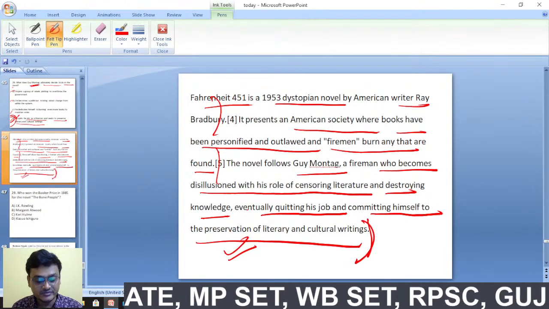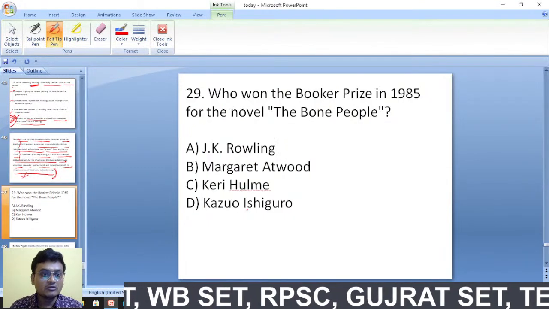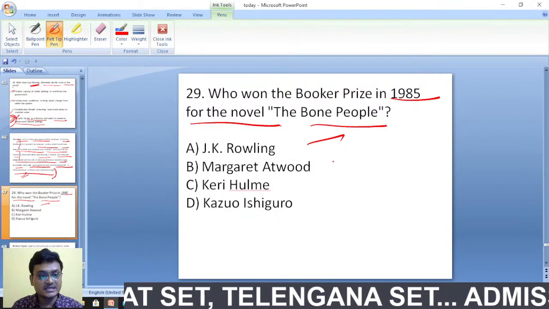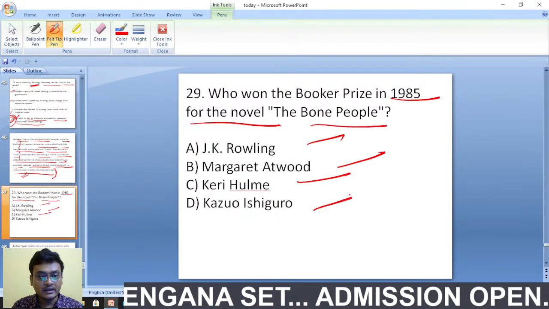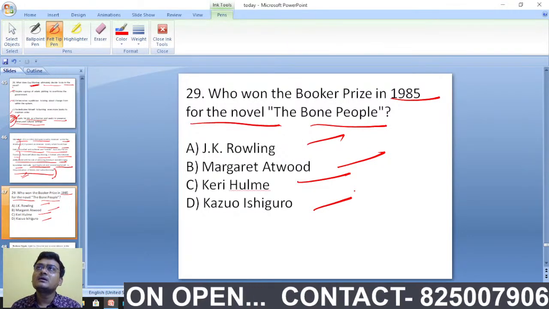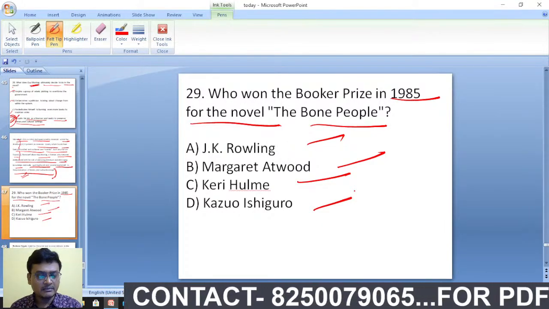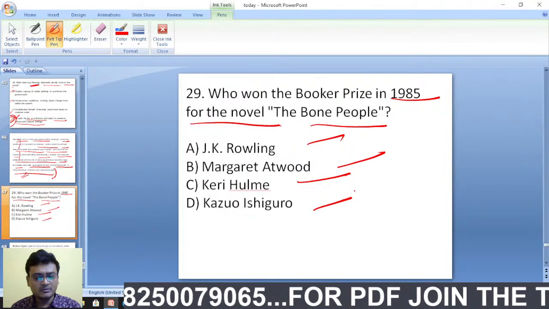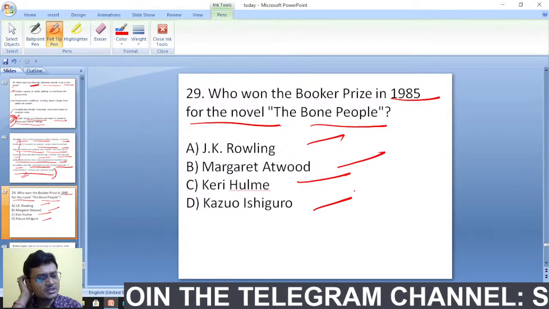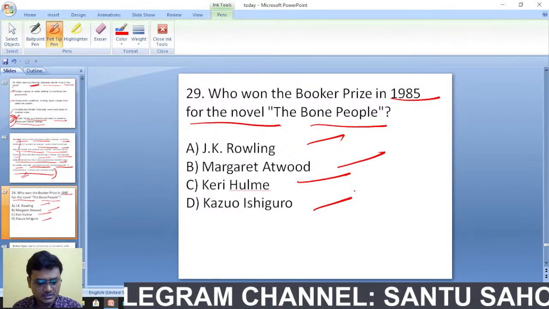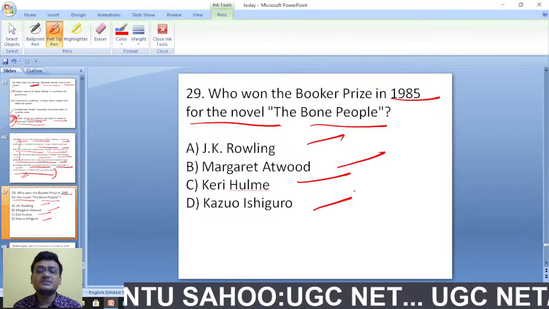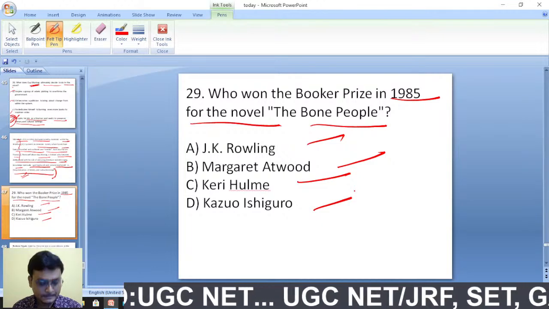This is a very famous one by Ray Bradbury. Who won the Booker Prize in 1985 for the novel The Bone People? J.K. Rowling, Margaret Atwood, Keri Hulme, and Kazuo Ishiguro. And Kazuo Ishiguro, probably in 2017, I can't remember exactly, 17 or 18, he got the Nobel Prize. Which one? When did he receive the Nobel Prize? Here, you tell me.